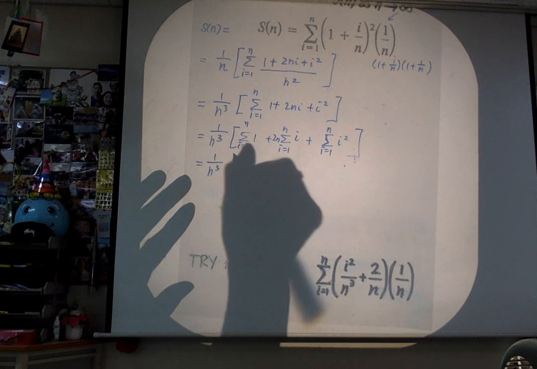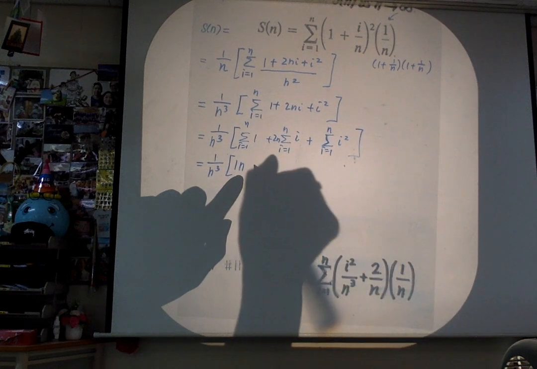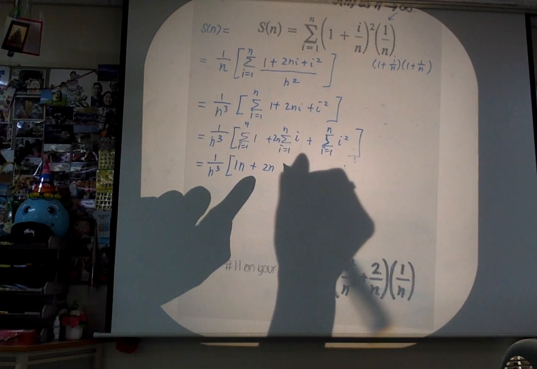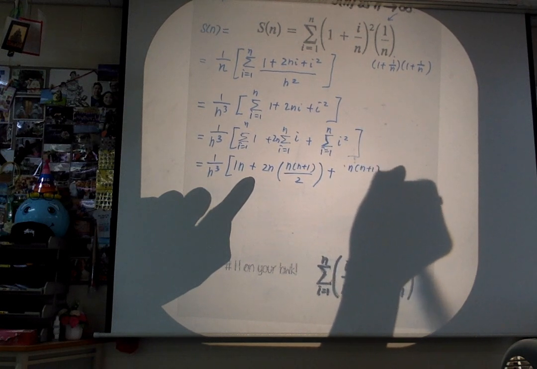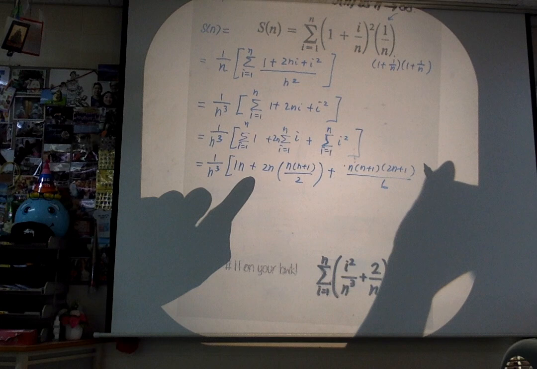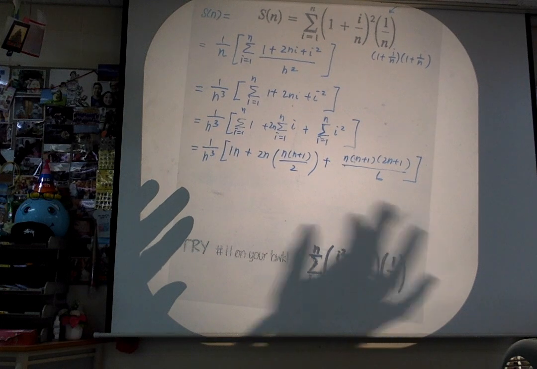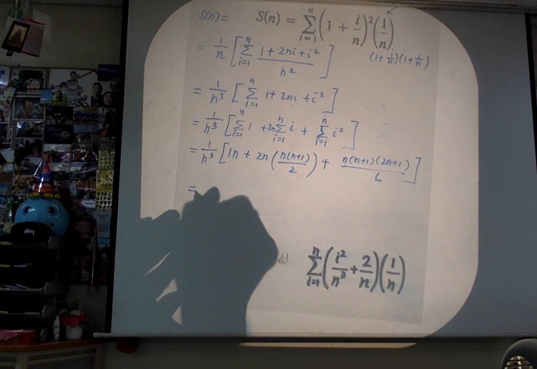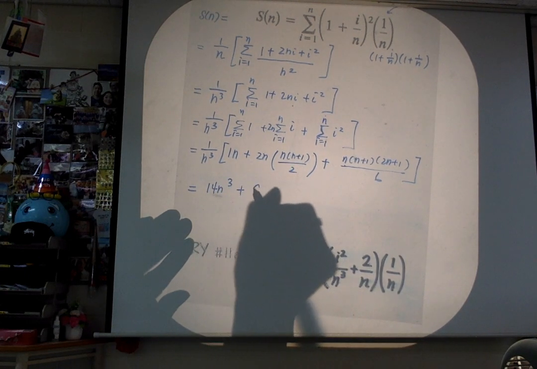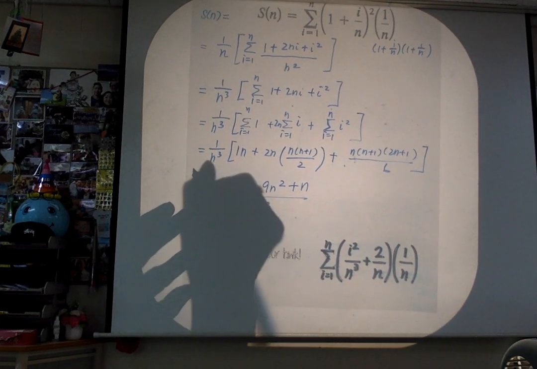Summations. This first one is just going to become n, because it's a constant being added n times. Here, it's going to become 2n times the sum of i, and you know the formula already, right? It's n times n plus 1 over 2. Plus the sum of i squared, the formula is n times n plus 1 times 2n plus 1, all over 6. We're just utilizing our formulas, right? Now, I'm not going to do every calculation here, but I'm going to trust you that you're going to calculate this and simplify as much as you can, and see if you can get to here: 14n cubed plus 9n squared plus n, over 6n cubed. That's a good one. That's your S sub n.